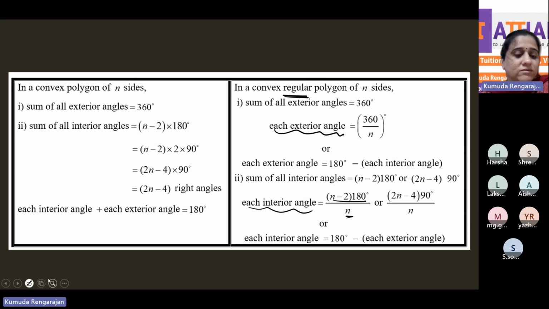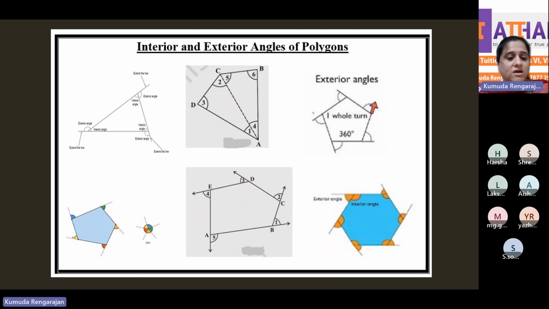All right? We haven't finished. One second, I'll just tell you something. See here. So this is the interior angle, and this is the corresponding exterior angle. So you understand that the sum of the interior and the exterior angle is 180 degrees. Interior angle plus exterior angle is equal to 180. Is that correct? Okay.